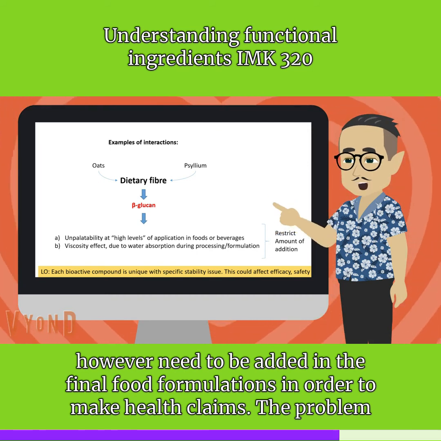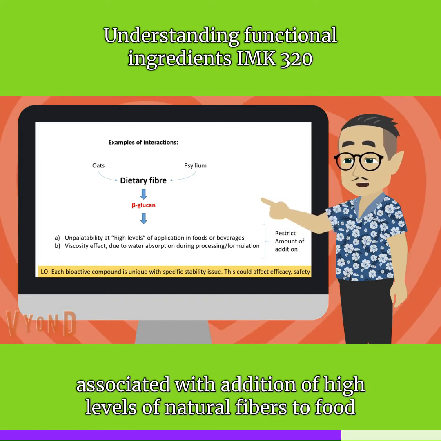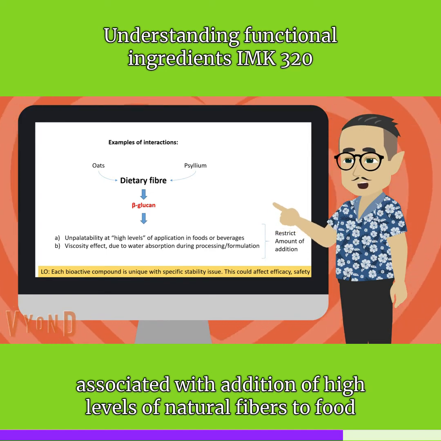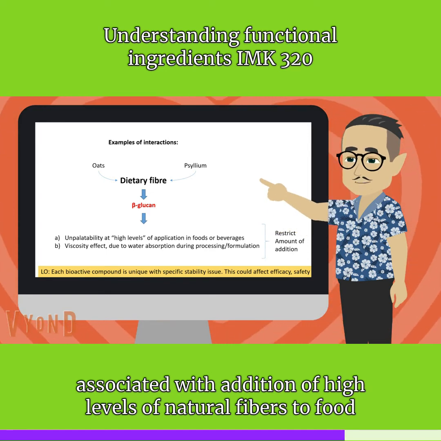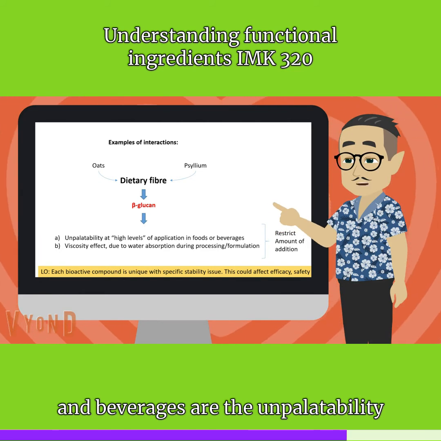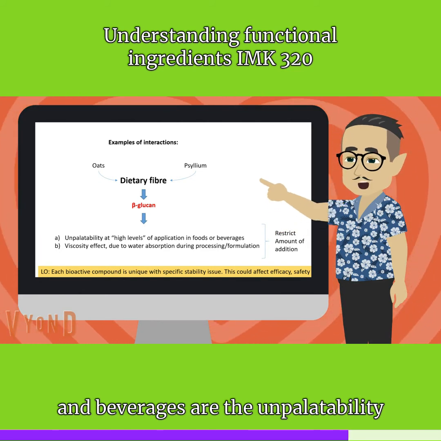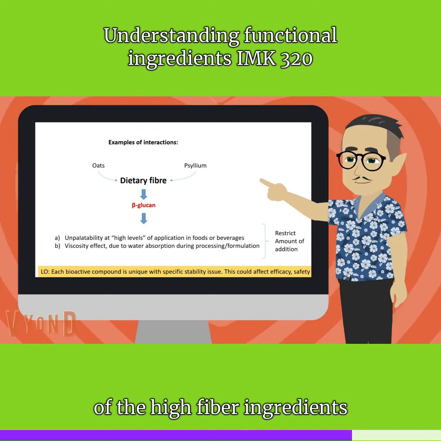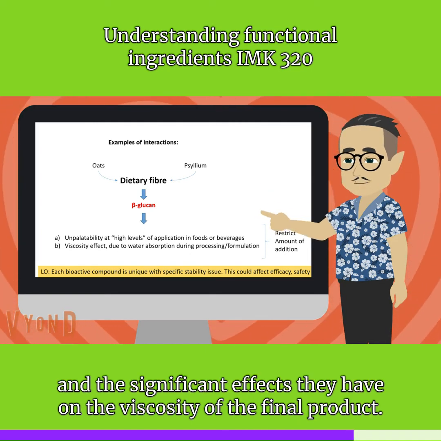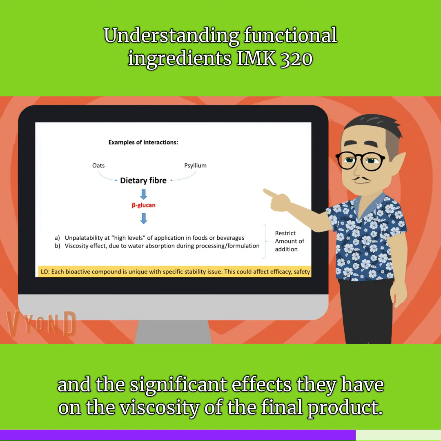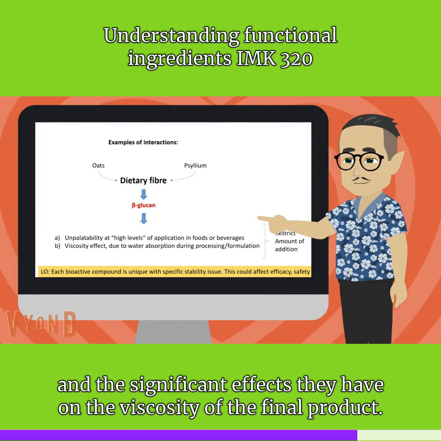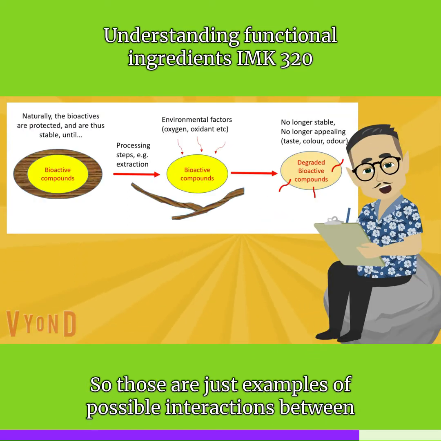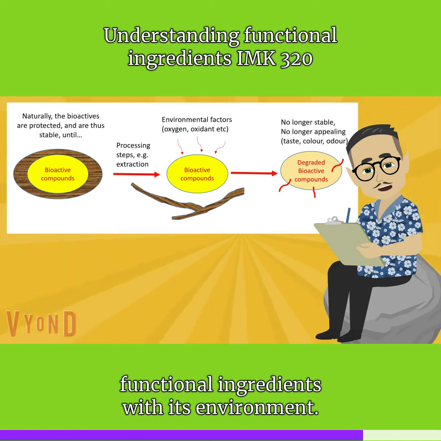High levels of fiber, however, need to be added in the final food formulations in order to make a health claim. The problem associated with the addition of high levels of dietary fibers to food and beverages is the unpalatability of the high fiber ingredients and the significant effects they have on the viscosity of the final product. So those are just examples of possible interaction between functional ingredients and their environment.